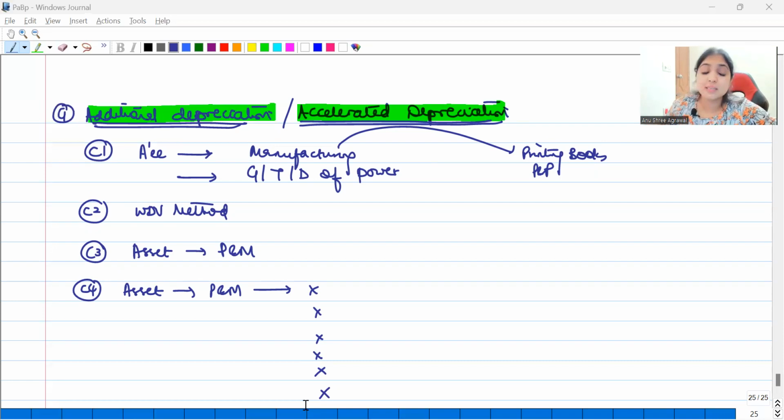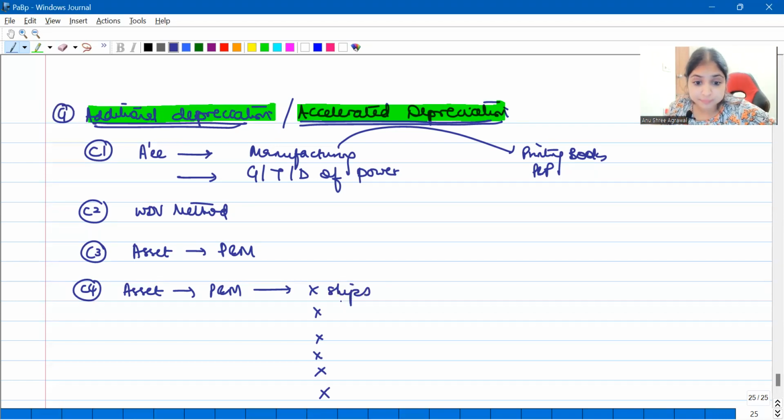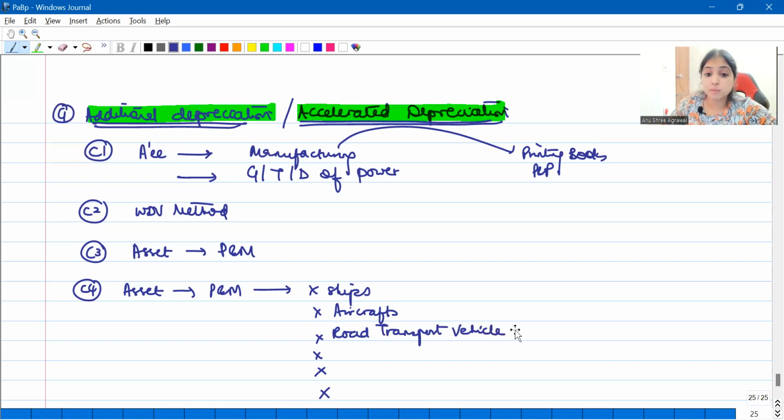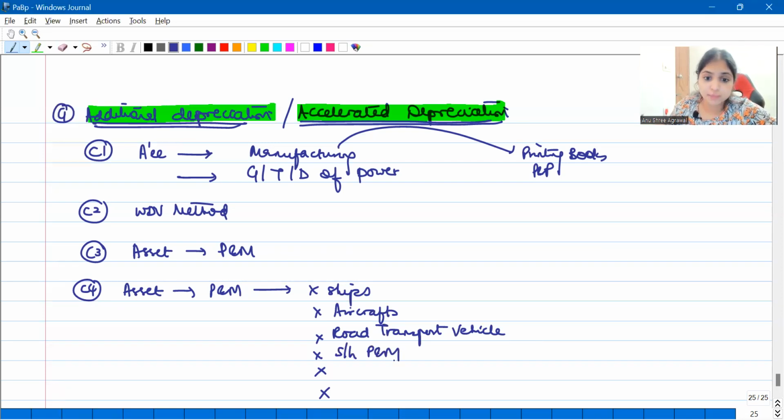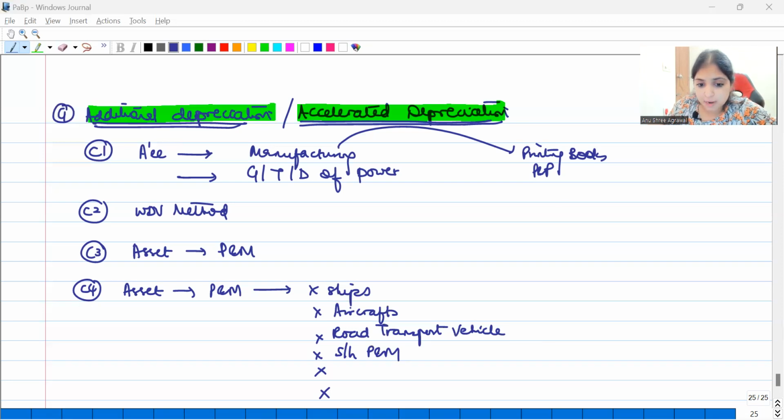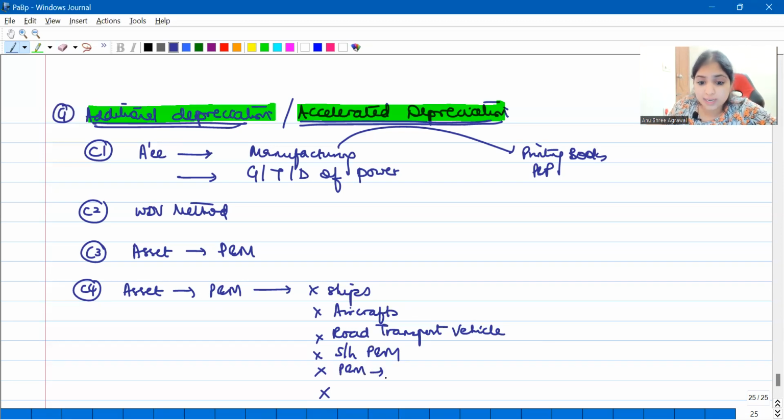What are the ineligible assets? For example, it should not be a ship. It should not be an aircraft. It should not be road transport vehicles. It should also not be second-hand plant and machinery. It should also not be plant and machinery which is already installed in the office premises or in the guest house or in residential houses and all. And finally, it should not be plant and machinery for which you have already availed 100% deduction.